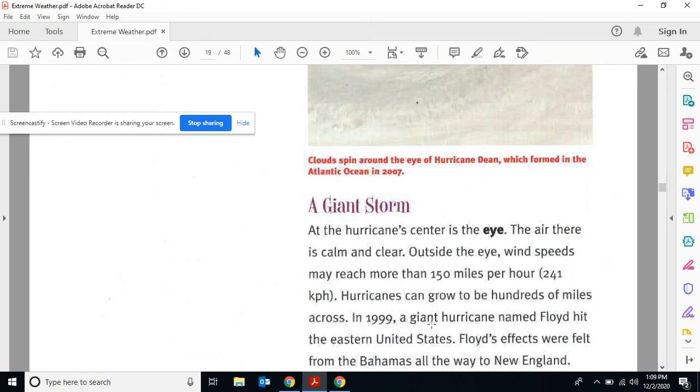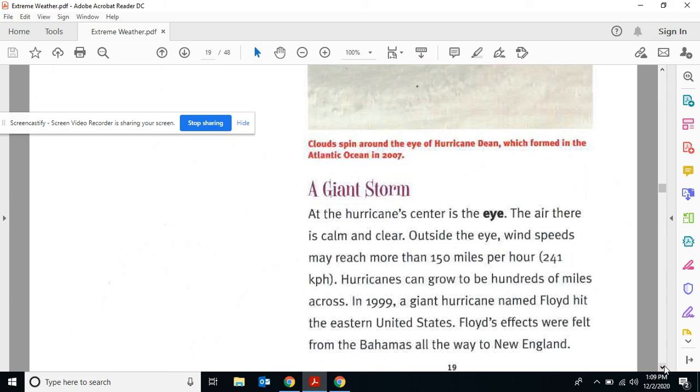In 1999, a giant hurricane named Floyd hit the eastern United States. Floyd's effects were felt from the Bahamas all the way to New England.